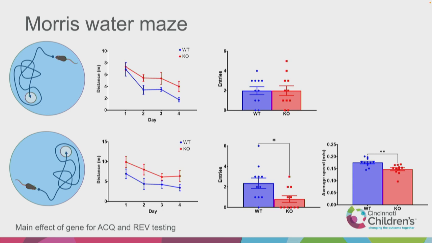If you notice the axis, this is actually a more difficult task. The top is 10 here, 15 here. You don't see a great improvement across days, but you do notice that the knockout mice travel a longer path to the platform compared with the wild type. And in the probe trials, we have fewer platform crossings in the knockout mice compared with the wild type, suggesting a spatial memory deficit as well.